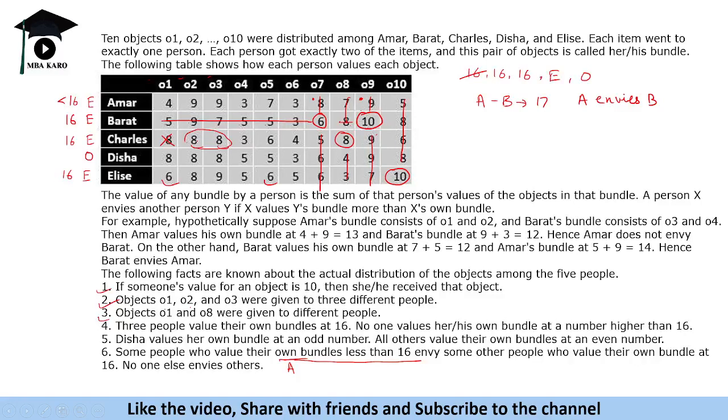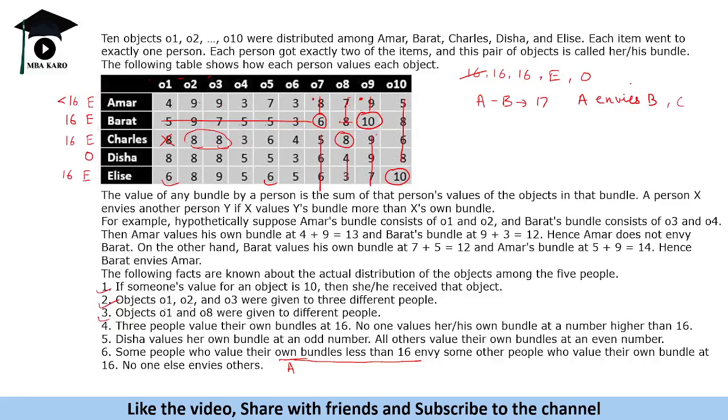Now let us look at someone else. Can someone envy Charles or not in this case? If we see this, in either case Amar will give 16 points to Charles, because 7 points here, 9 points here, or 9 points here, 7 points here. So Amar will envy Charles also.